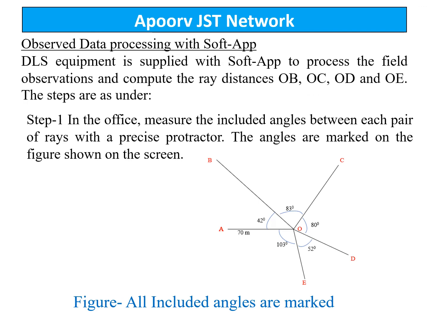Observed data processing with soft app. DLS equipment is supplied with a soft app to process the field observations and compute the ray distances OB, OC, OD and OE. The steps are as under. Step P-1 in the office: measure the included angles between each pair of rays with a precise protractor. The angles are marked on the figure shown on the screen.